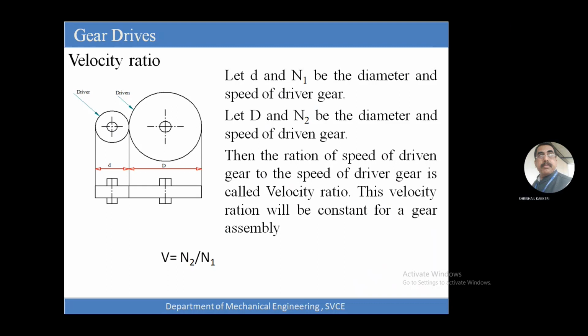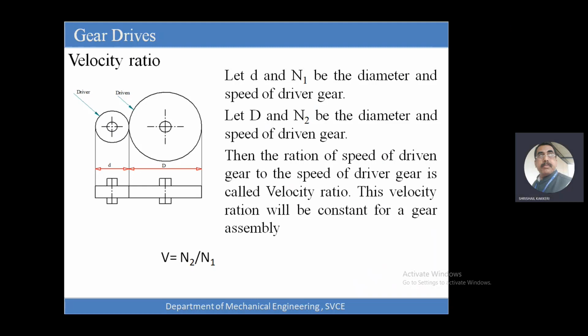Let's say D1 is the diameter of the driver gear, N1 is the speed of the driver gear, and T1 is the number of teeth of the driver. And D2 is the diameter of the driven gear, N2 is the speed of the driven gear, and T2 is the number of teeth of the driven gear.